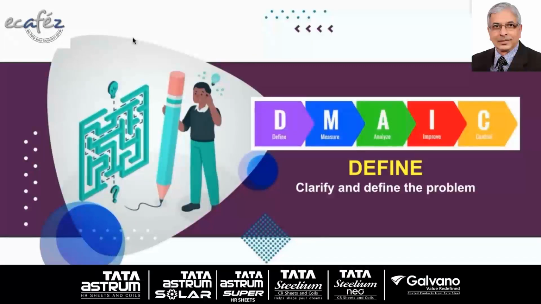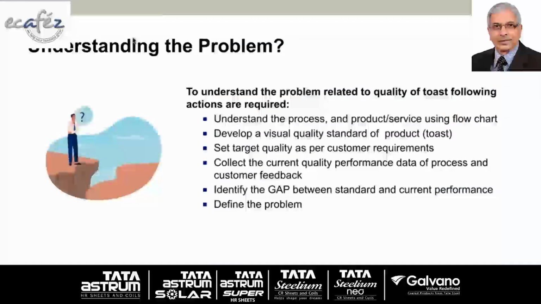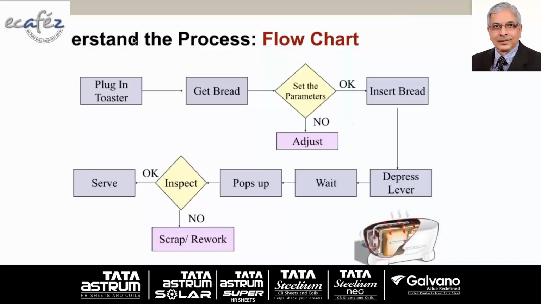So the very first step is define. The purpose is to clarify and define the problem. Before defining the problem, one has to understand the problem. In Lean language, it is called grasp the situation, GTS also. To understand the problem related to quality of toast, the following actions are required. Understand the process and the product, develop a visual quality standard for the product for the waiters and the kitchen people who are producing and delivering it, set target quality as per customer requirements, collect the current quality performance data of the process and customer feedback, and then identify the gap, and then define the problem.